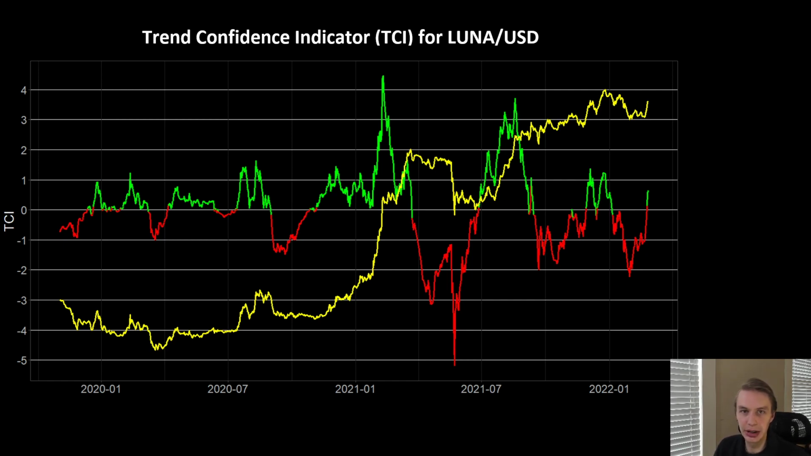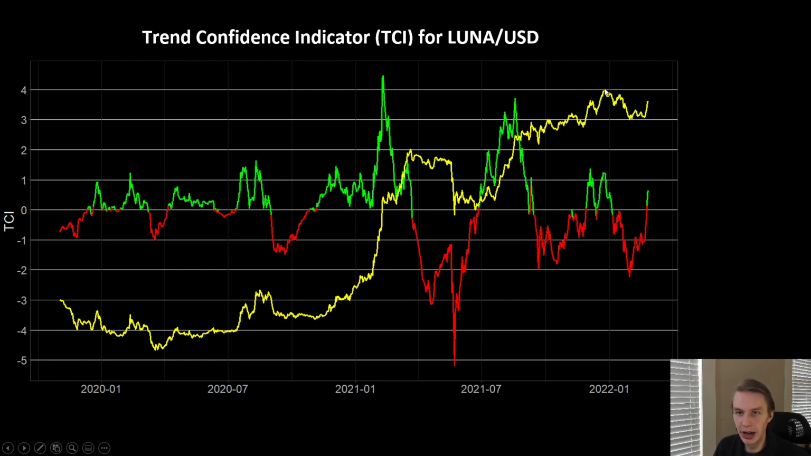To create UST, you burn Luna, and then you can also burn UST to create more Luna. So you can go either direction. But if you want to create new UST, you'd have to buy Luna. So that creates a demand vector for Luna. And that might be why we've seen Luna do quite well in these bearish conditions, right?